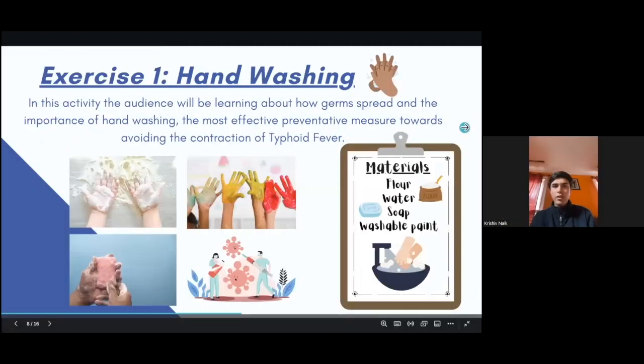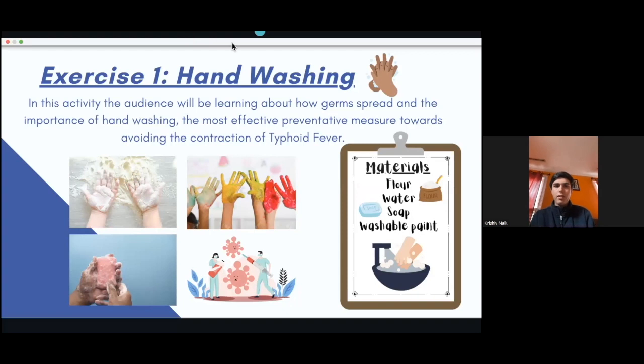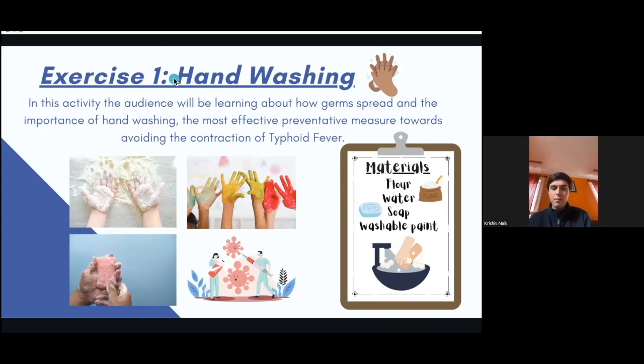So for our first exercise, we wanted to teach the audience about how germs are spread and the importance of washing your hands. As said earlier, it is the most vital way to prevent typhoid. The activity is split into two sections. The first part is showing how disease is spread with flour on your hands, and the second is learning proper hand washing techniques with washable paint. As I said, it's very important to correctly wash your hands to prevent typhoid.